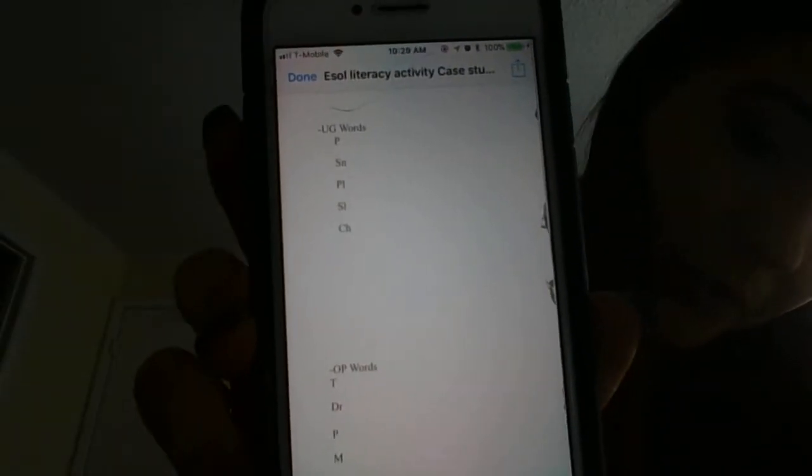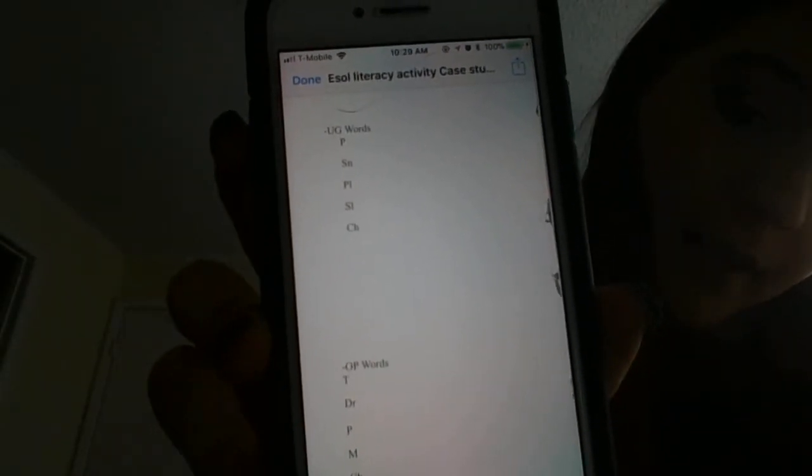And then we would go back to their tables and do a worksheet activity where we would give them a list of words with the UG ending and the OG ending. Well, we wouldn't give them the words, we would give them that and a list of letters like that. So for UG, we have P, SN, PL, SL, and CH. So they're working with individual letters as well as with blends.